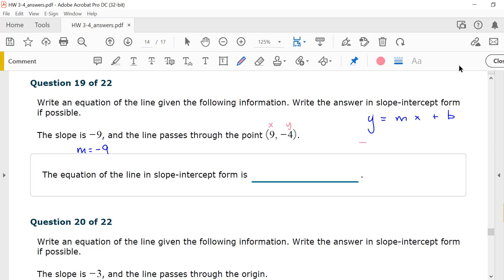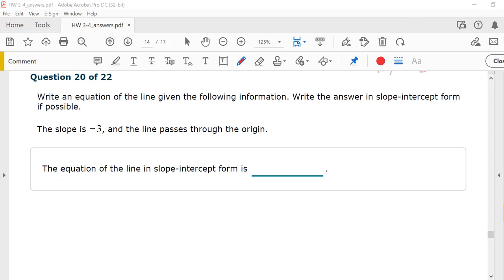So negative 4 equals slope, which was negative 9, times x, which is 9, plus b. So negative 4 equals negative 81 plus b. I need to add 81 to both sides. Negative 4 plus 81 is 77. So b is 77. The equation of my line would be y equals negative 9x plus 77.